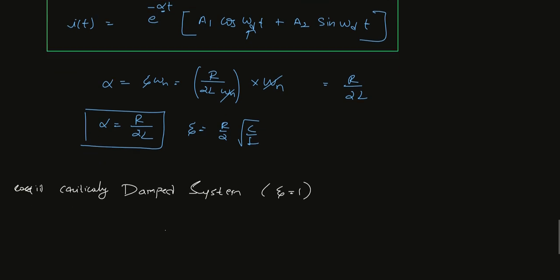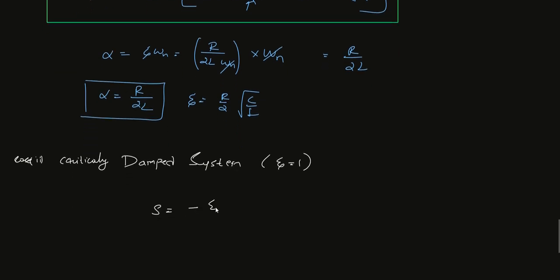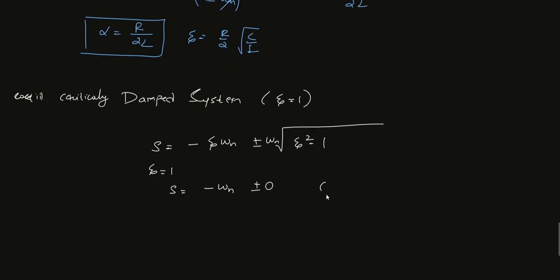So we got the roots, s is equal to minus zeta omega n plus or minus omega n root over zeta square minus 1. In this equation, if you substitute zeta equal to 1, then you will get s is equal to minus omega n plus or minus 0. That means we will get two equal roots, both real, two real and equal roots. Okay, so this is important here.